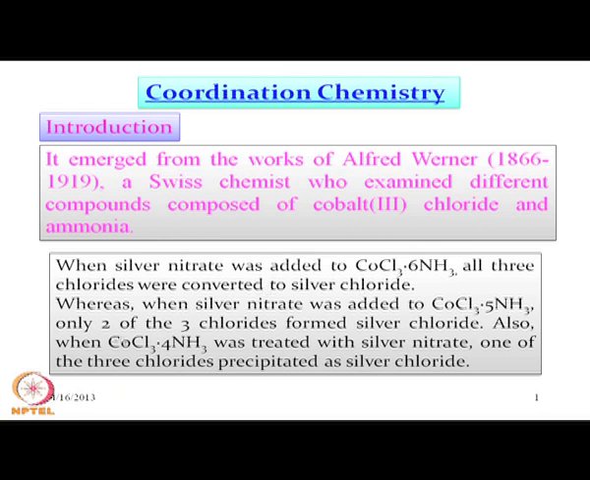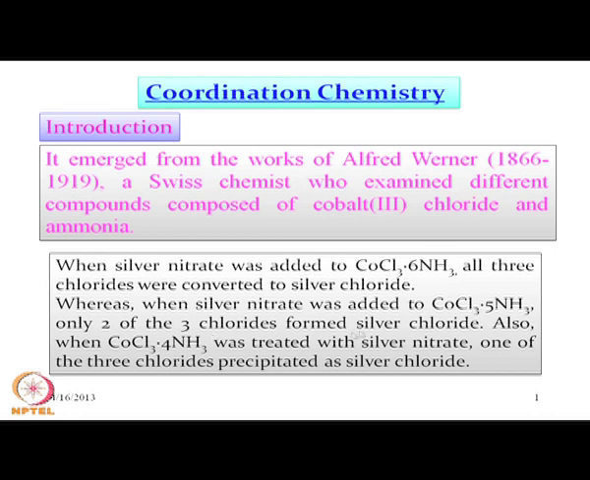When it is 5 we get in one case 2 molecules of silver chloride, in another case 3 molecules of silver chloride. That means we are able to remove 2 of these chlorides as Cl minus. That means we have altogether 3 chloride anions, we could remove 2 of them, that means 1 we are unable to remove. That is the most important and fascinating observation that Alfred Werner made at that time.